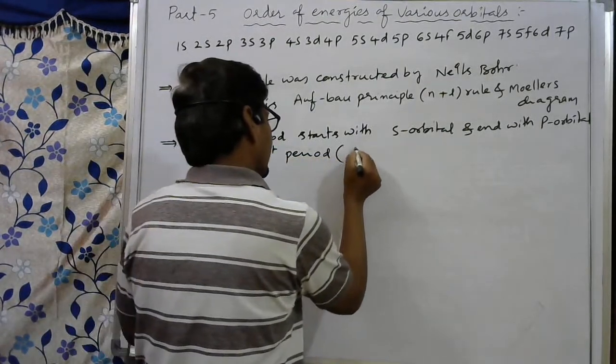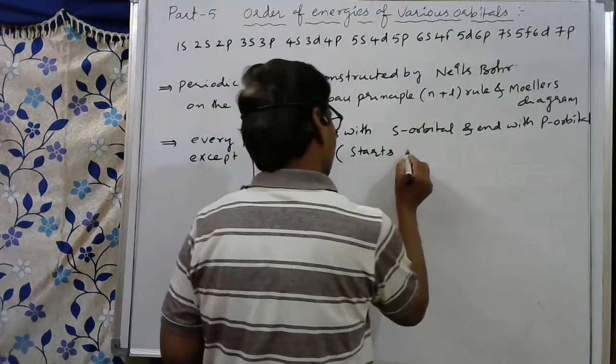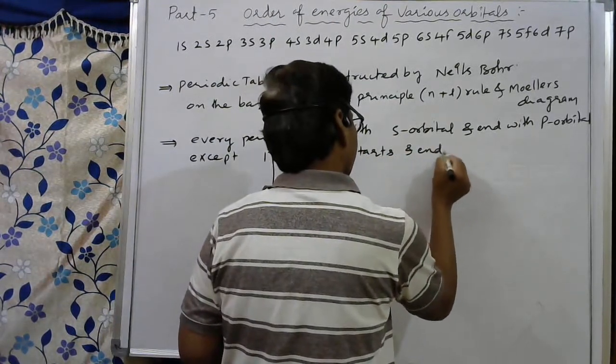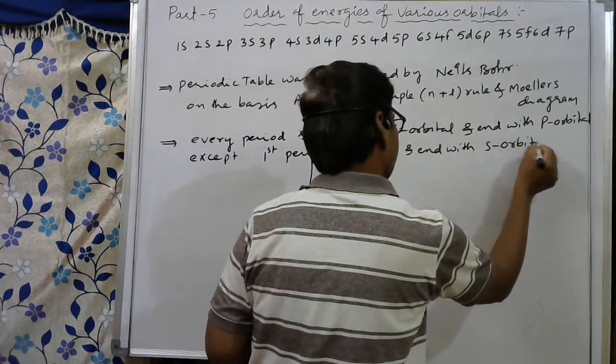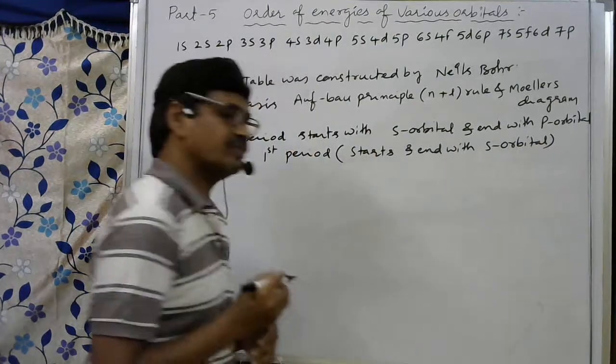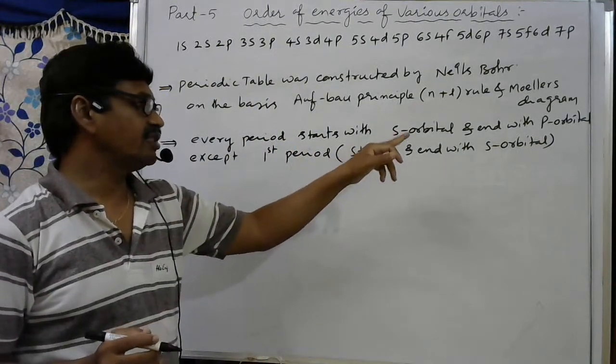First period starts and ends with the same, with s orbital only. This is the exceptional case that you have to remember. So every period starts with s orbital and ends with p orbital.